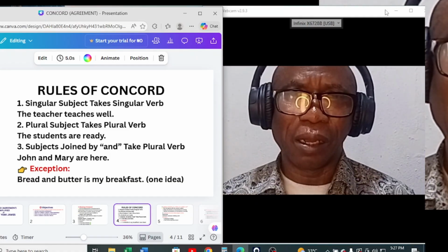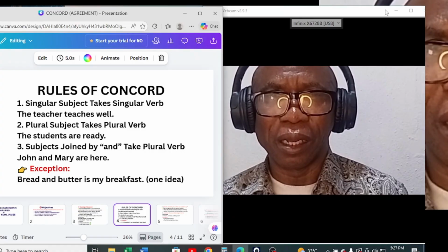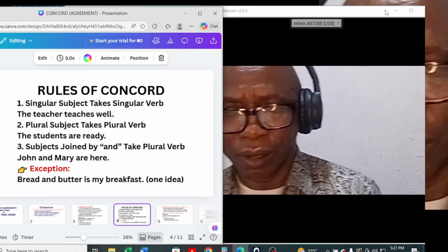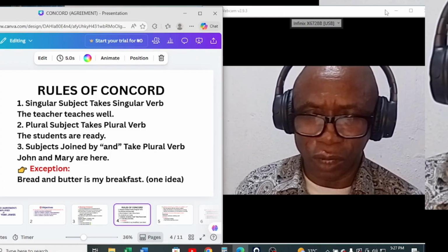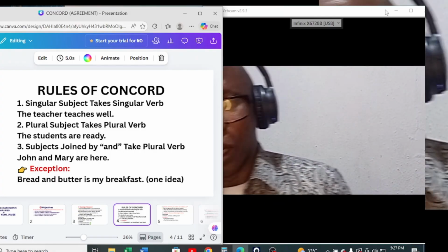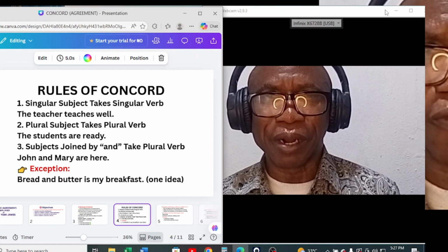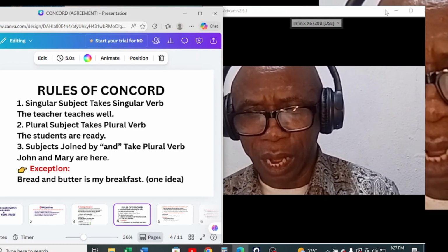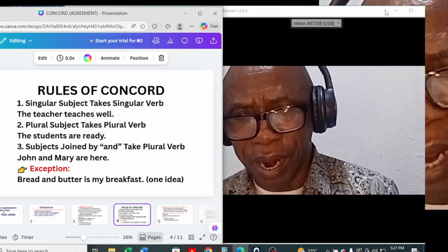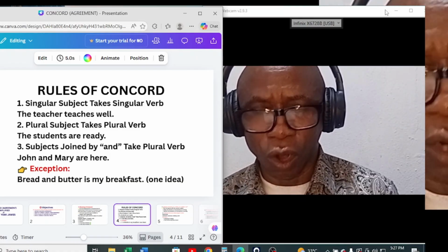Bread and butter is good for breakfast, or tea and bread is good for breakfast. So you can't say tea and bread are good for breakfast. That is wrong, because they connote one breakfast. Breakfast is a meal you eat in the morning. So bread and butter, tea and bread, they are to be taken as one food. So they go together.